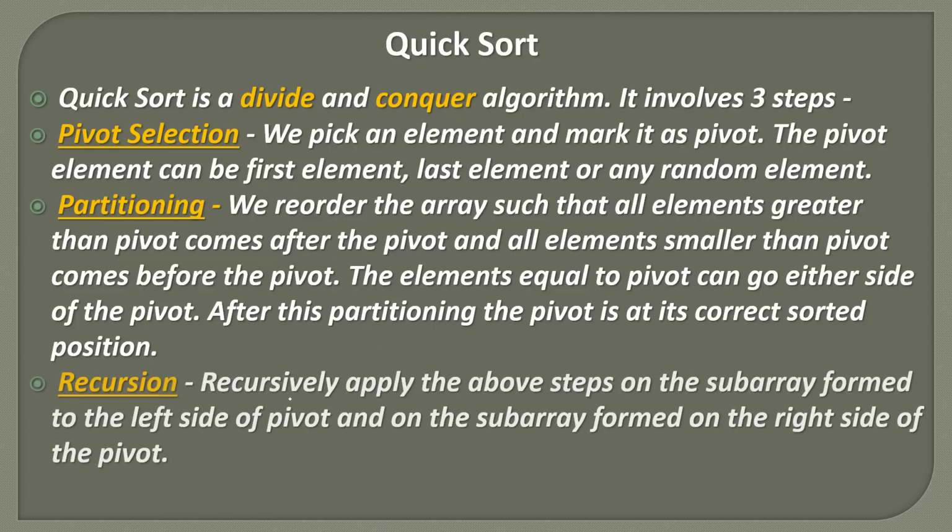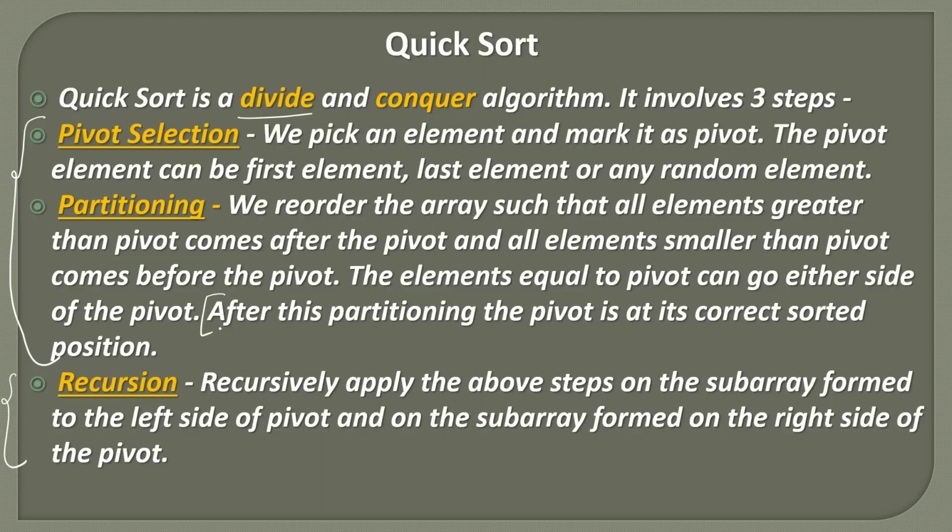Moving ahead. Now here you saw that this pivot and this partitioning is actually the divide part of the algorithm, where we are reordering the array in the partitioning step. And now how we will conquer this is based on this recursion step. Whatever we did above, now we recursively apply the above steps on the subarray formed on the left side of the pivot and on the right side of the pivot. So these two steps we will apply on all the elements which are lesser than pivot and on all the elements which are greater than pivot recursively.